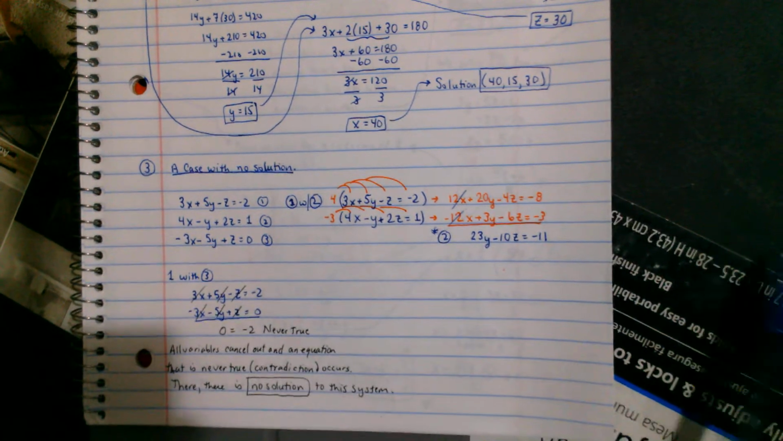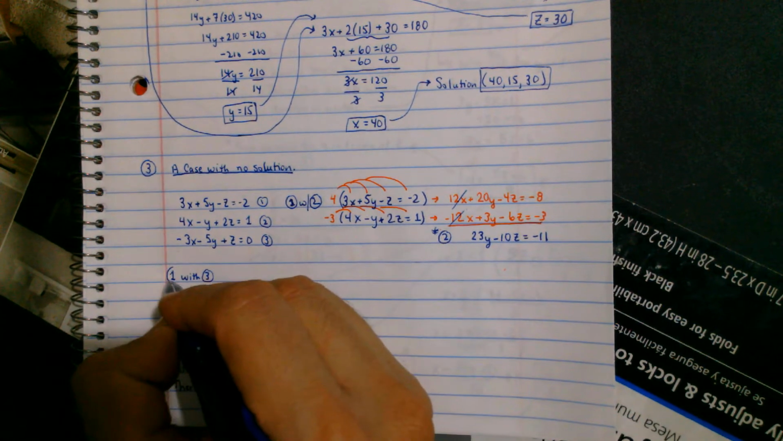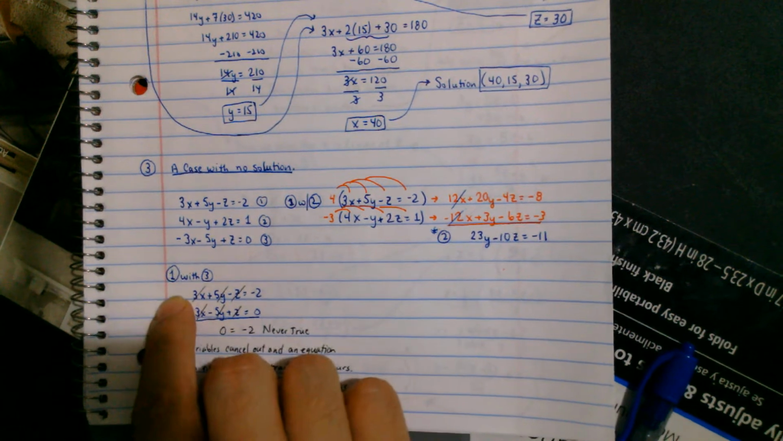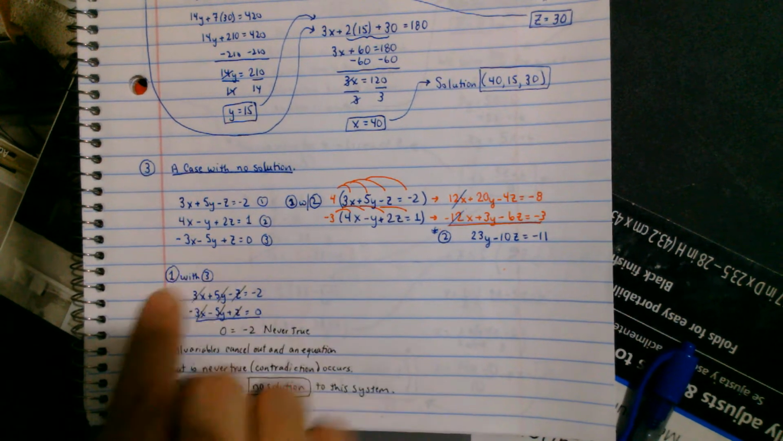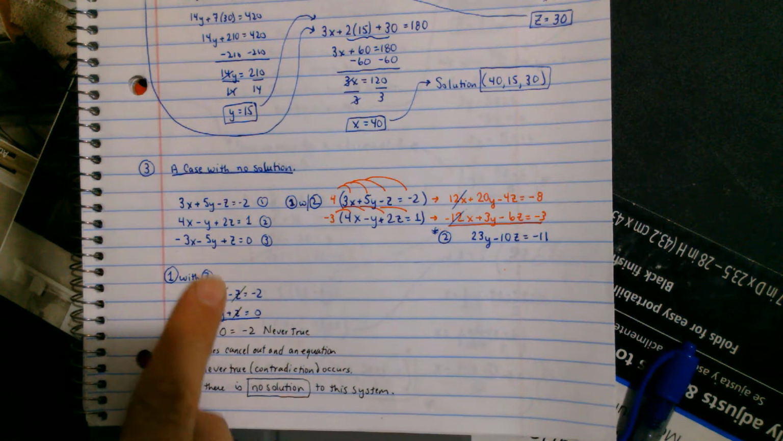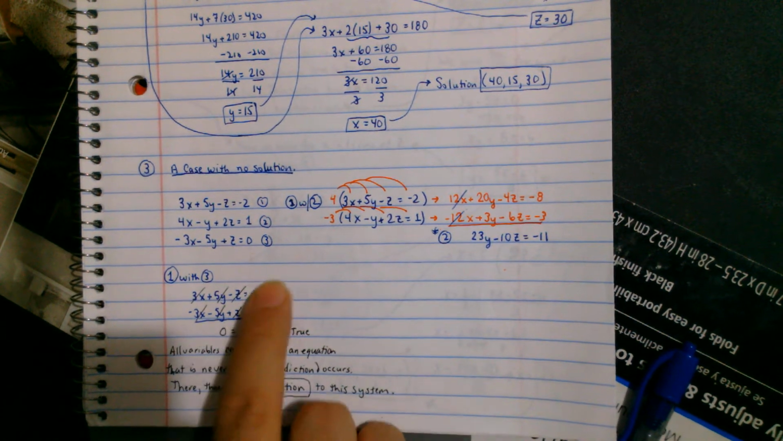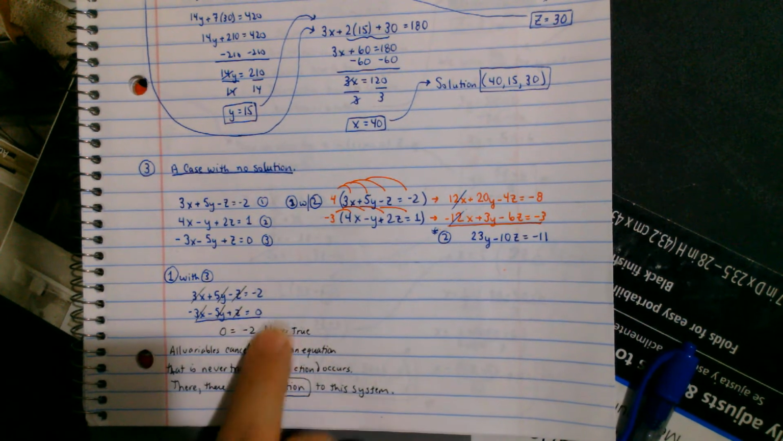Then I did 1 with 3. So I did these two. Notice that they're already opposite signs. But when you add them, something peculiar happens. All the variables cancel. On the left, they all cancel. On the right, you get negative 2.